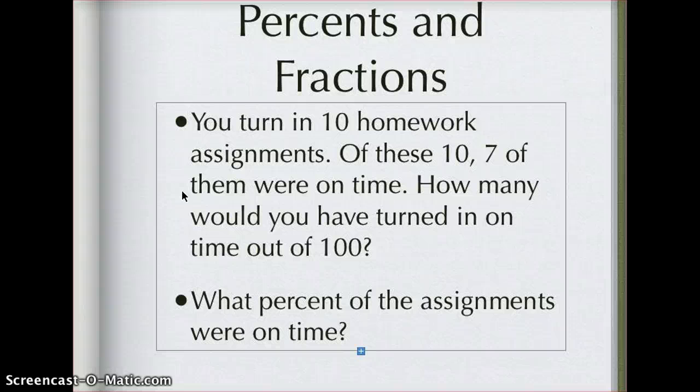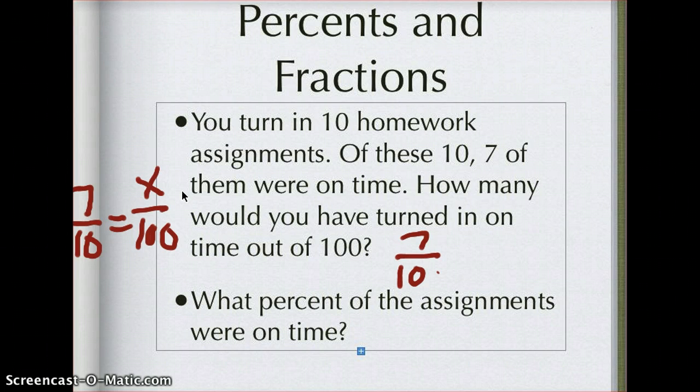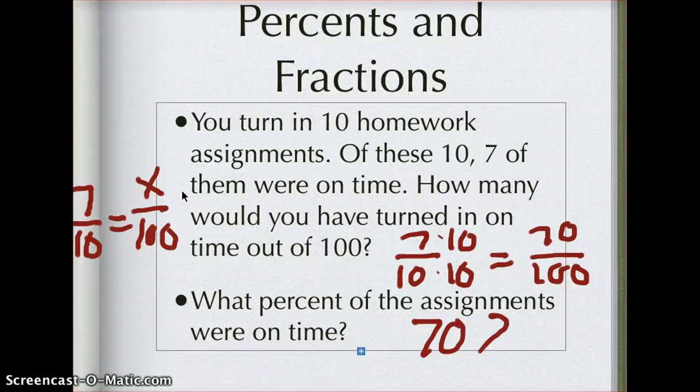So pause the video, figure out how many of the assignments you would have turned in on time out of 100. Okay, so hopefully you set it up as 7 over 10, and then you either did equals x over 100 and solved like that, or 7 out of 10 times 10 times 10, 70 out of 100. What percent of these assignments were on time? Pause the video and figure that out. Hopefully you got 70%.